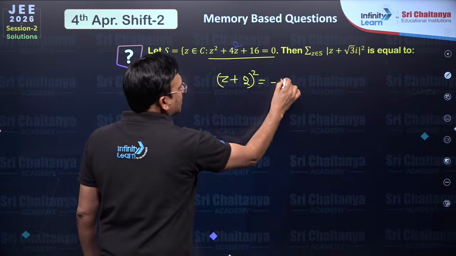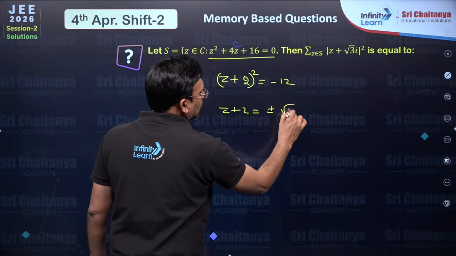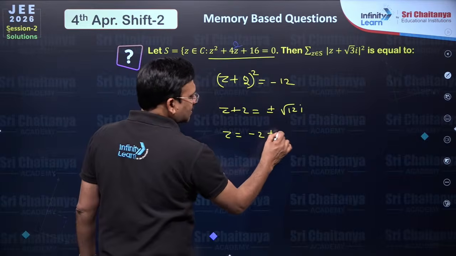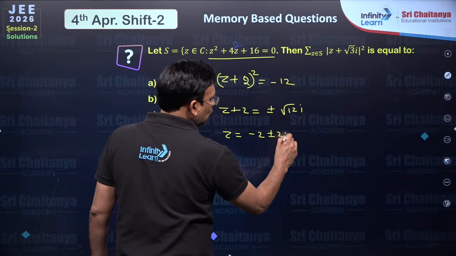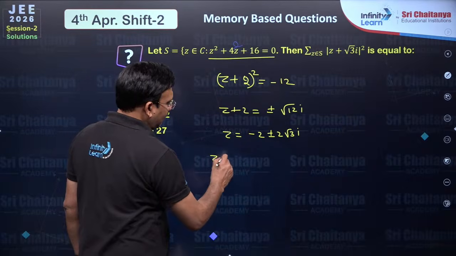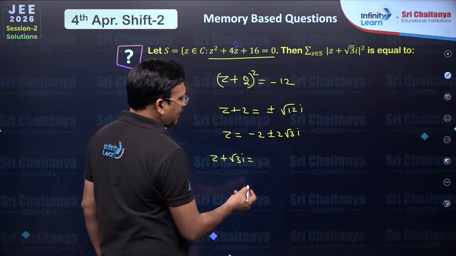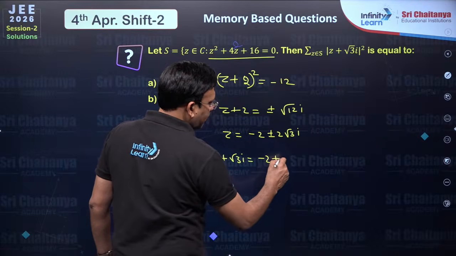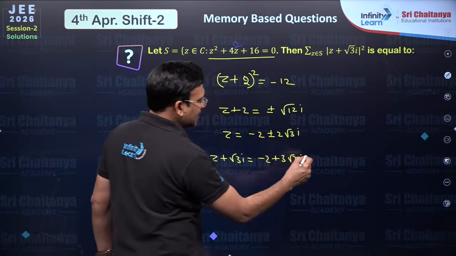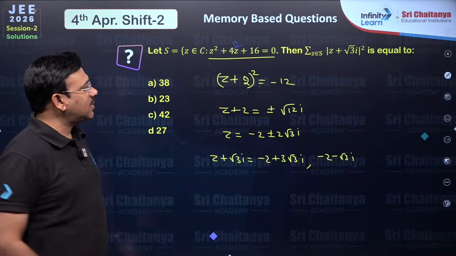Going to be minus 12. So Z plus 2 is going to be plus or minus root 12i, which is Z equal to minus 2 plus or minus 2 root 3i. Now Z plus root 3i will become, first possibility, minus 2 plus 3 root 3i. Second one, minus 2 minus root 3i. These are the two complex numbers Z plus 3i.